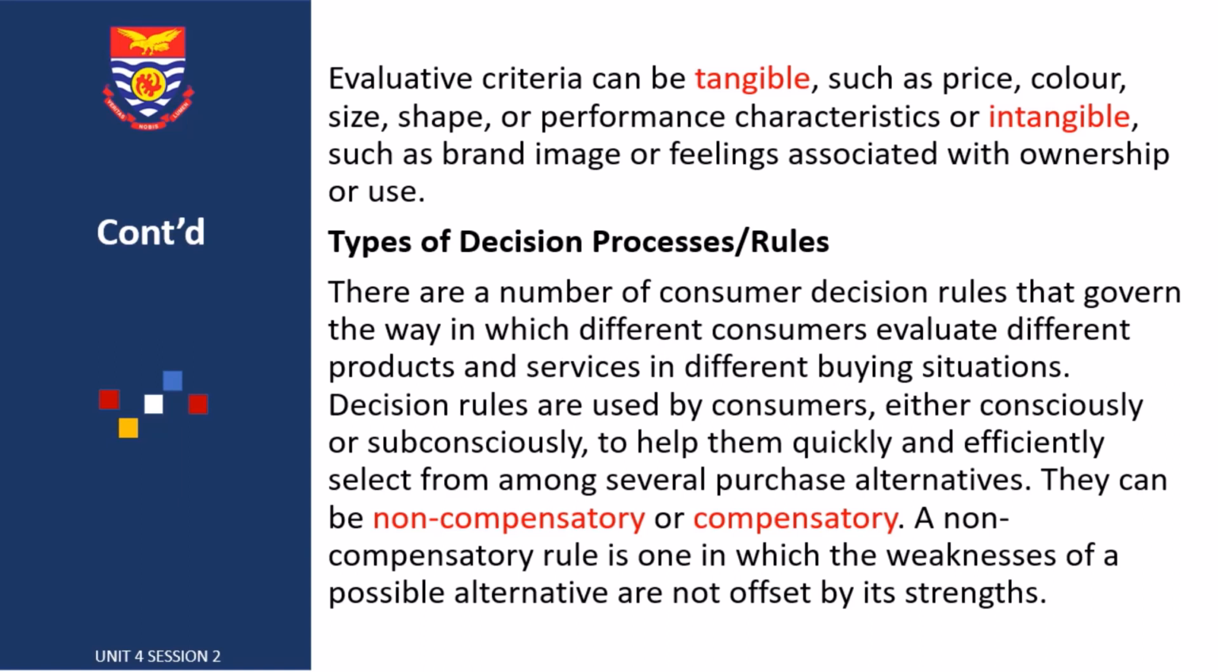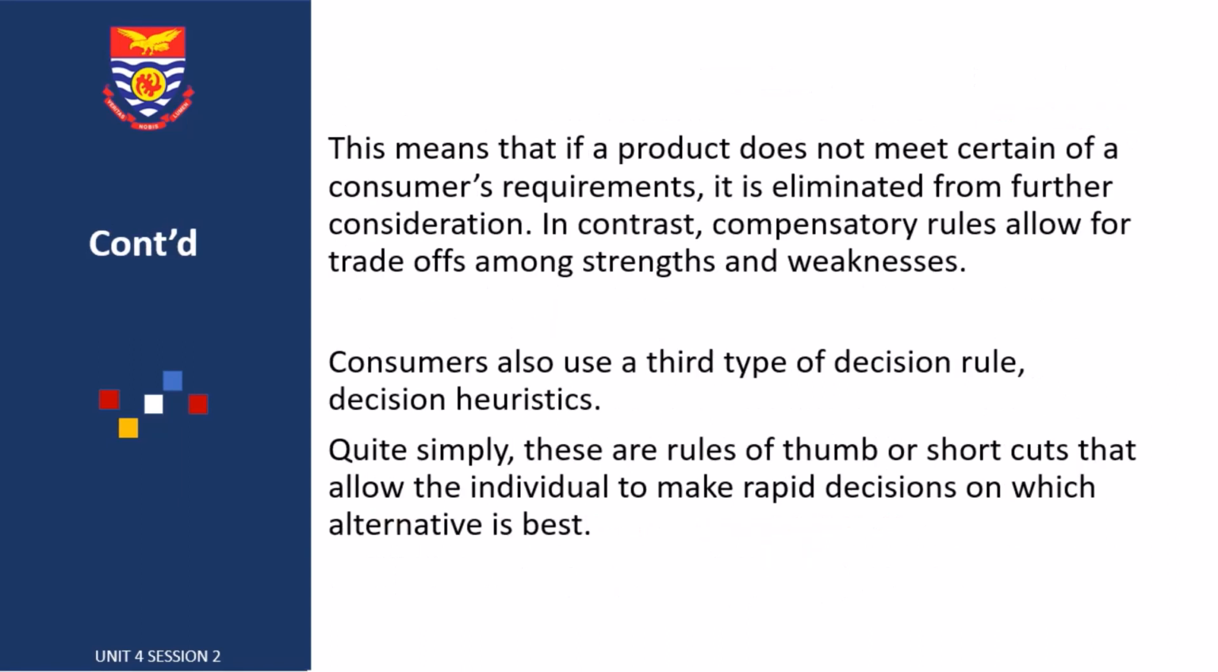Now, types of decision rules or processes. There are a number of consumer decision rules that govern the way in which different consumers evaluate different products and services in a buying situation. Here it can be non-compensatory or compensatory. A non-compensatory rule is one in which the weaknesses of a possible alternative are not offset by its strengths. So you cannot say that because this attribute is not in that particular product, I'm using the strength to offset that. No, you cannot say that.